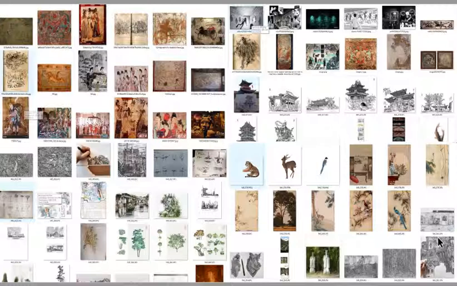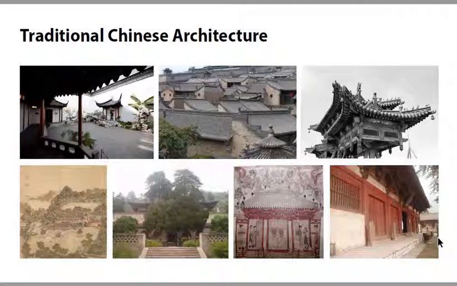So I changed my content to do something for the traditional architecture, and I still chose to do painting. This is some traditional Chinese architecture and paintings.